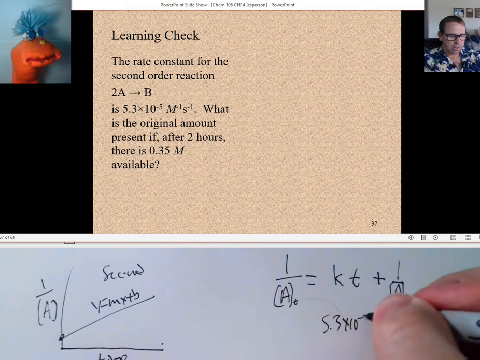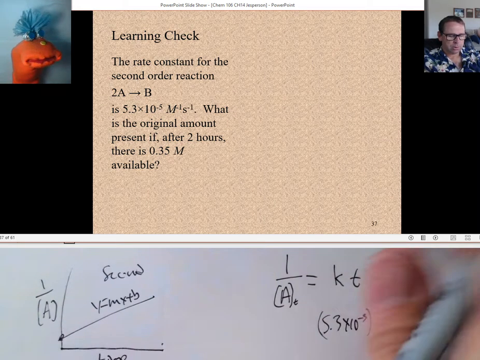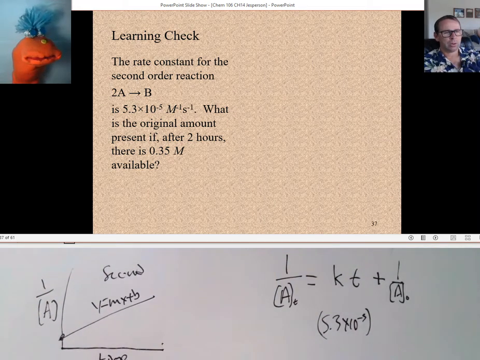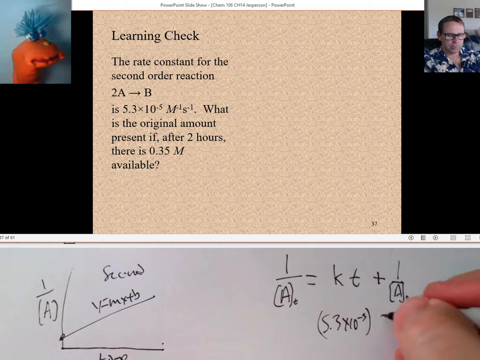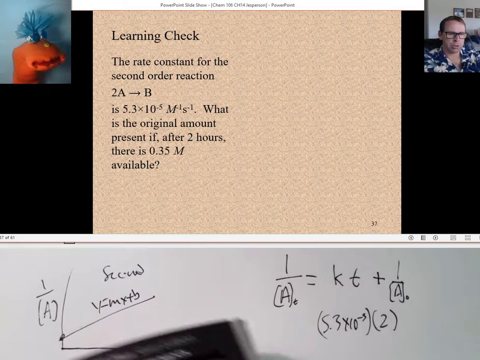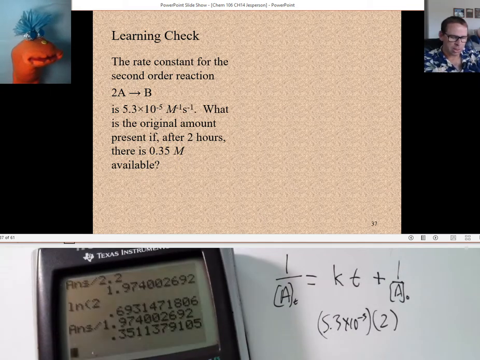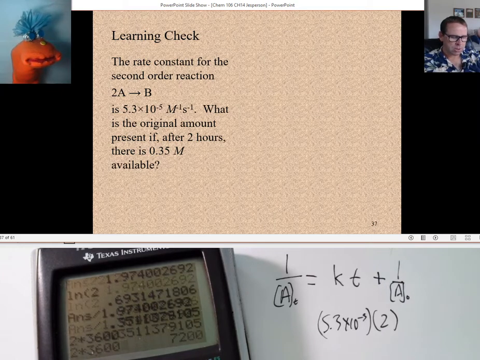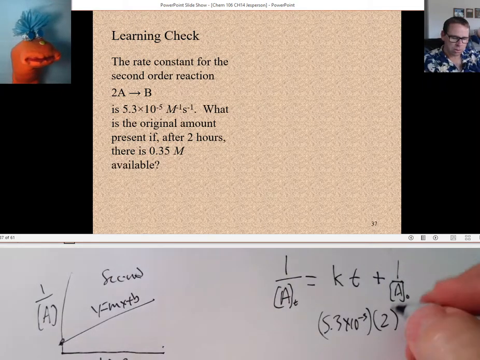5.3 times 10 to the minus 5. After 2 hours, so we got T. Very good. Now, there's something wrong there, though, huh? Oh, yeah, it has to be T, 2 times 3600 to get it in seconds. Very good, because our rate constant was in seconds. Therefore, 2 times 3600 will give us seconds, so 7200 here.